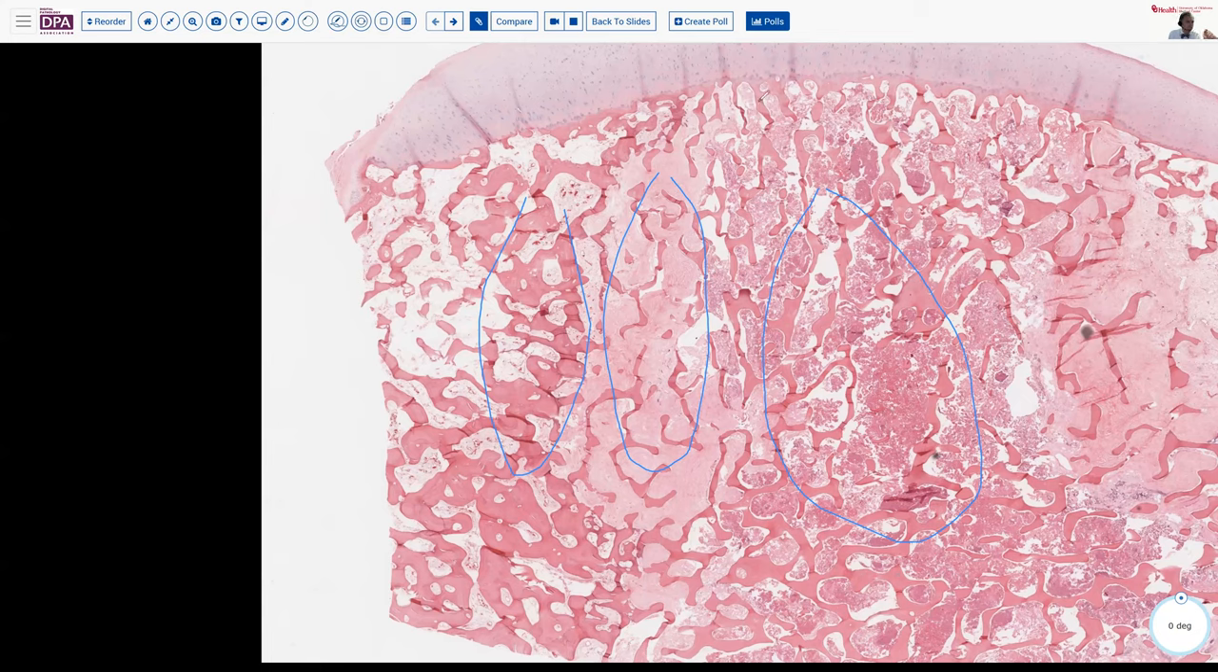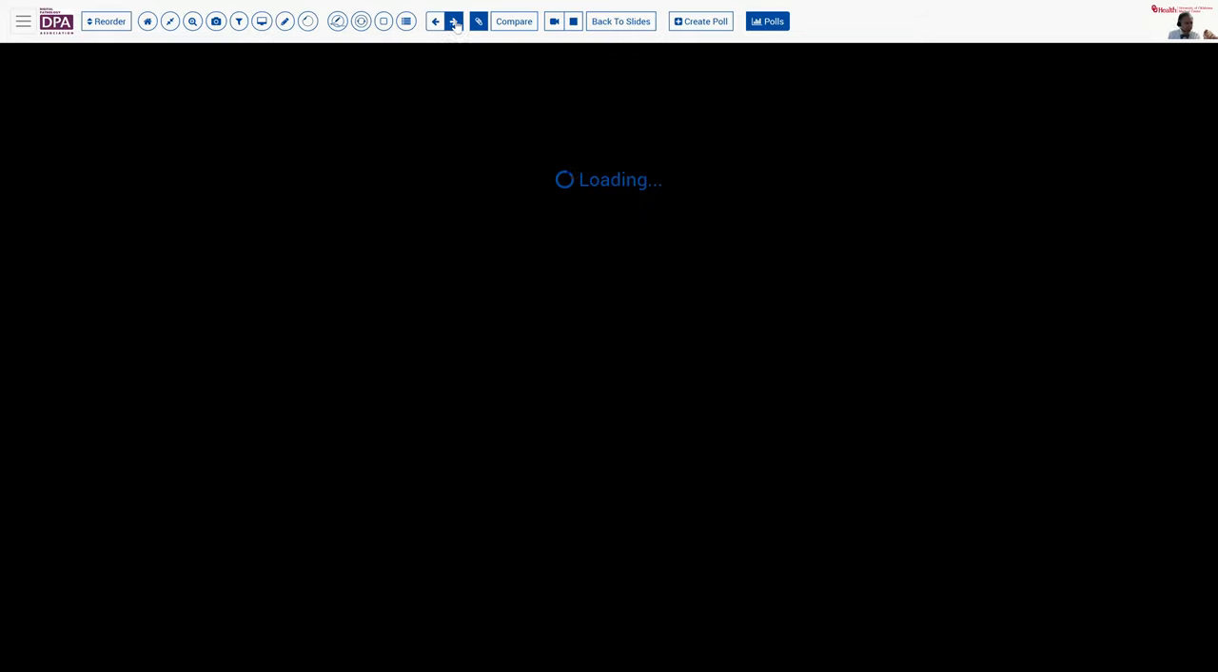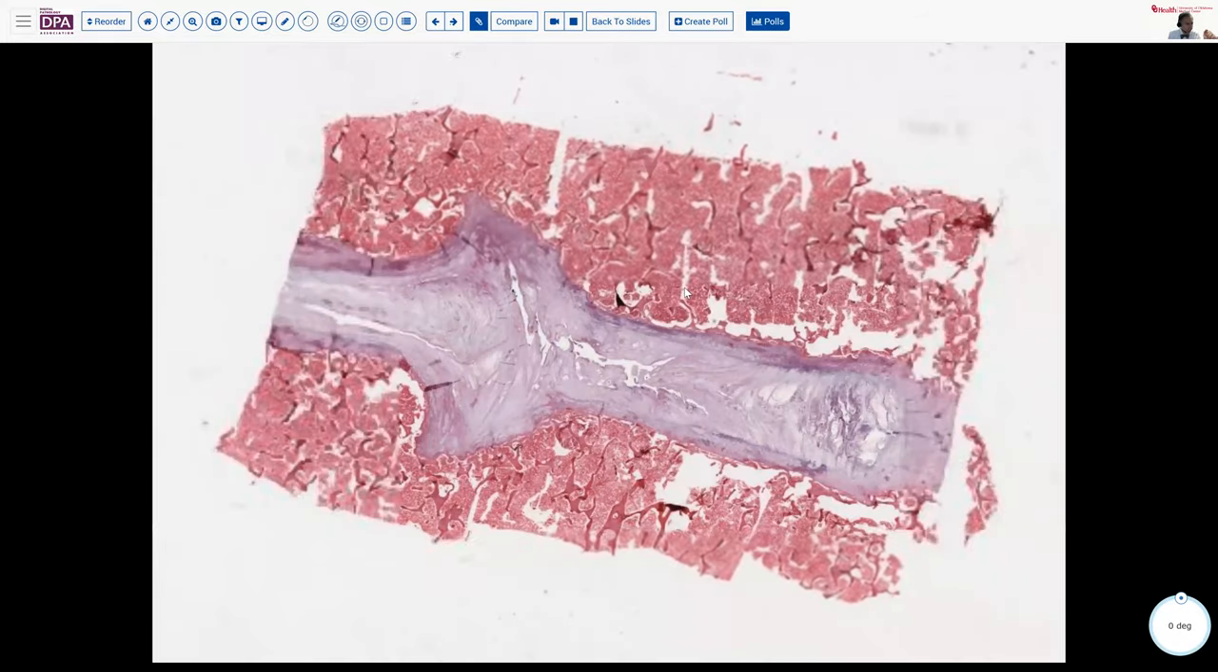All right, so I'm going to go on to the next slide and next case, and we will talk about some other issues. This is a thoracic spine lesion or finding. A patient was autopsied, and on sectioning through the spine, it became apparent that there were bulges into the surrounding intervertebral discs.